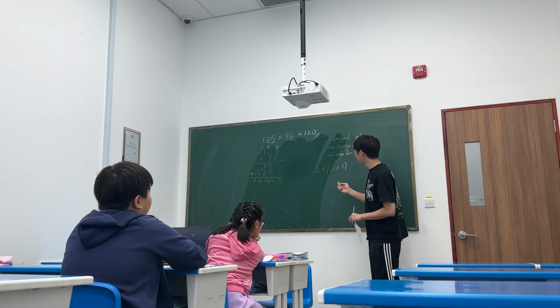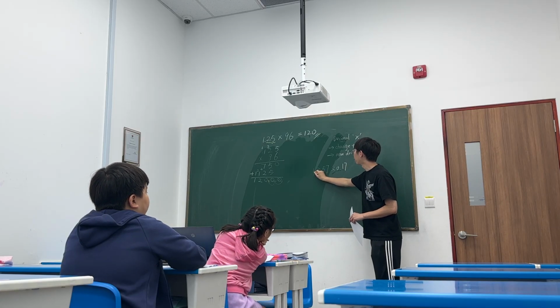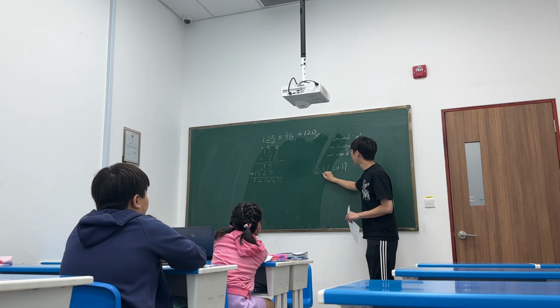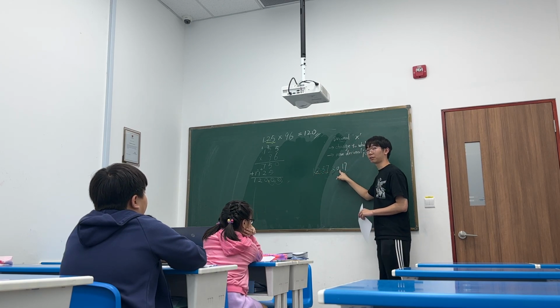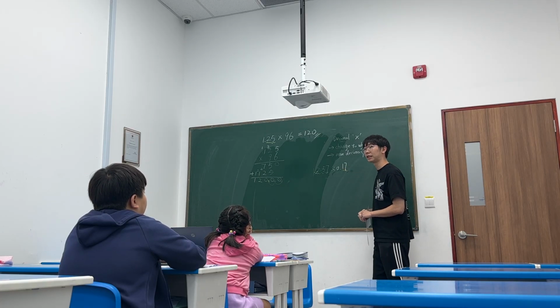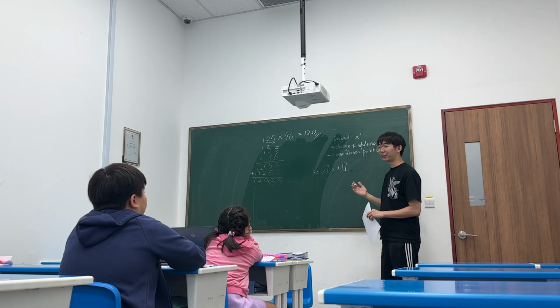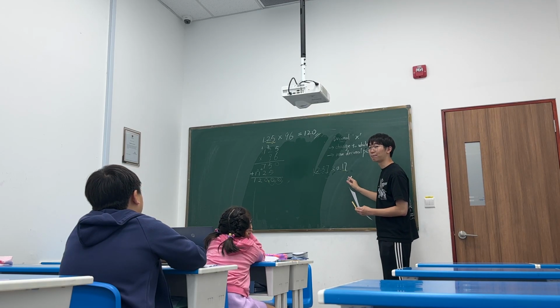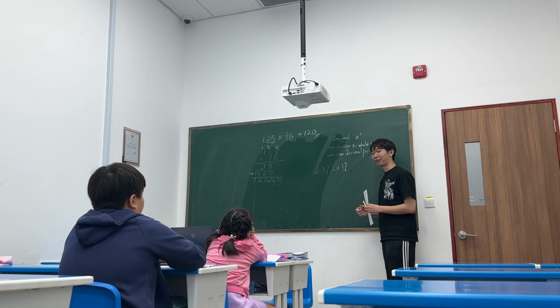Okay, let's compute. Now, after this decimal point, how many numbers are there? 3 numbers, right? And then after this decimal point, how many numbers are there? 2. So in total, there are how many numbers after the decimal point? 5. So in the end, after you obtain the whole number result, you need to move the point by 5 times to the left. Okay.